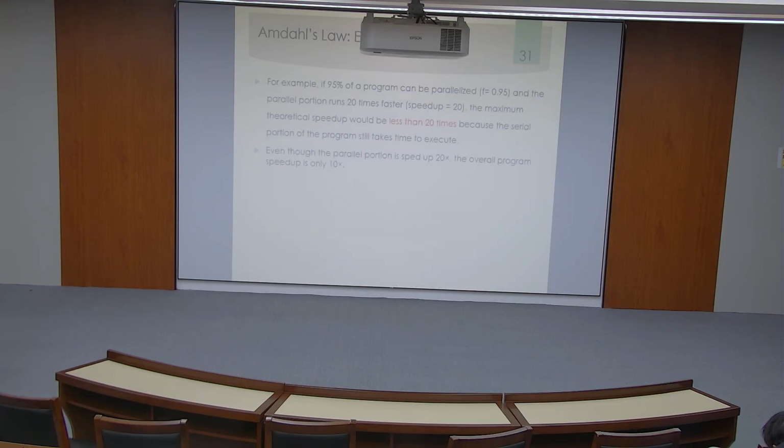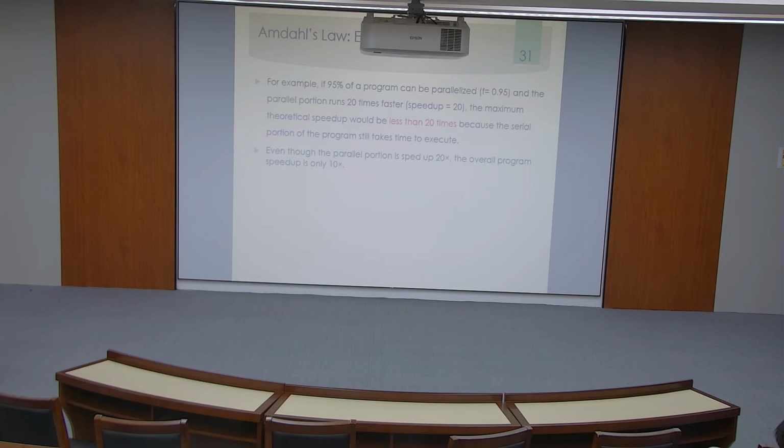Now, this is an example. For example, if 95% of a program can be parallelized, that is f equals 0.95, and the parallel portion runs 20 times faster, the speedup equals 20. So the maximum theoretical speedup would be less than 20 times because we have the serial portion of the program that still takes time to execute.